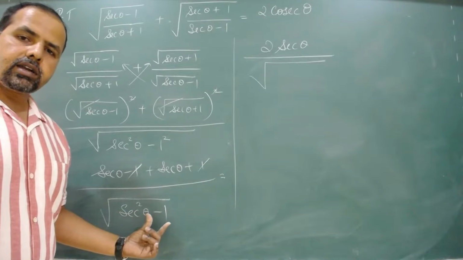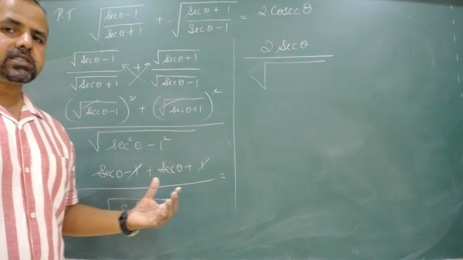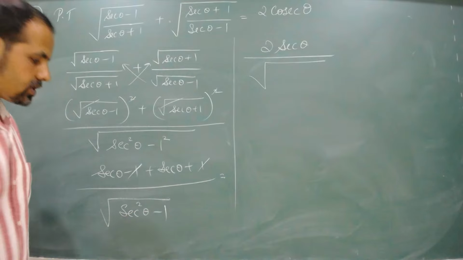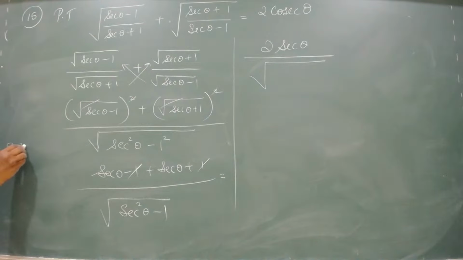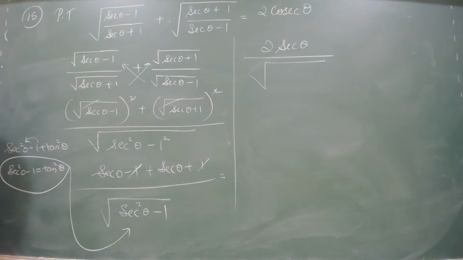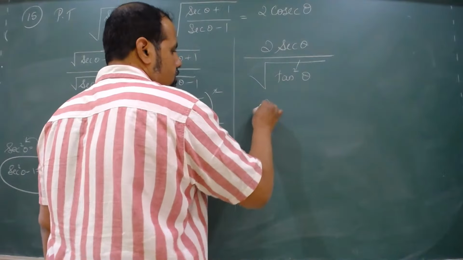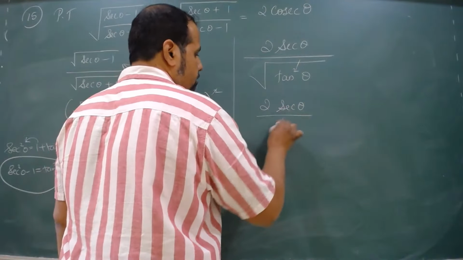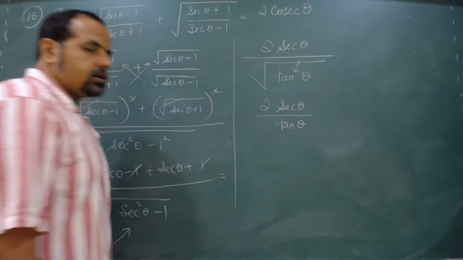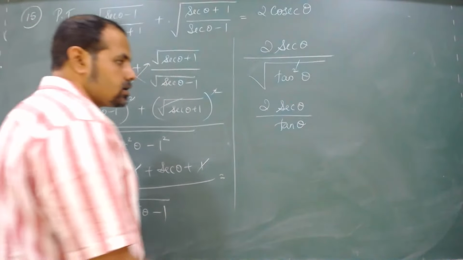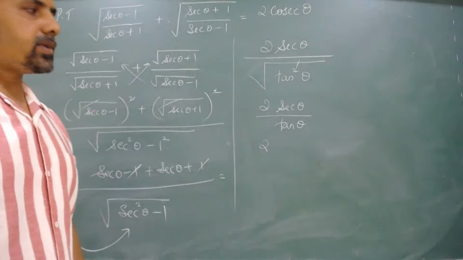You have already learned that sec square theta is equal to 1 plus tan square theta, or sec square theta minus 1 is equal to tan square theta. I am going to use this here. So this can be written as 2 sec theta divided by tan theta.